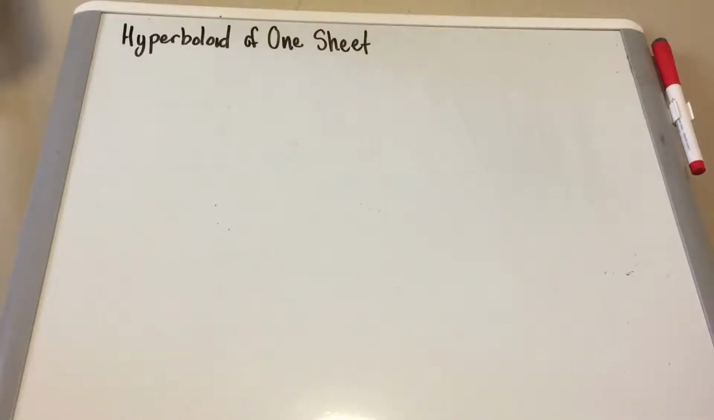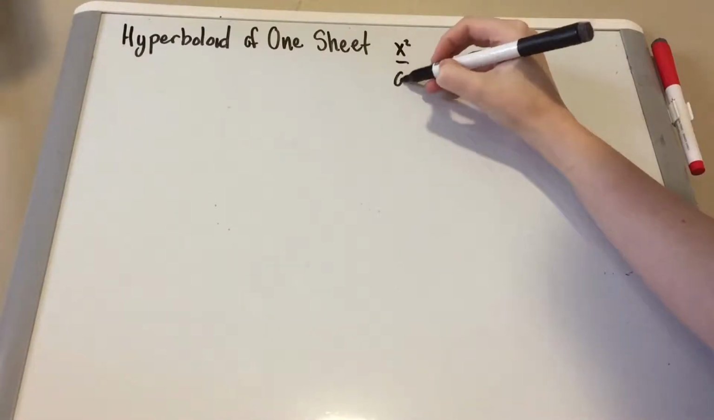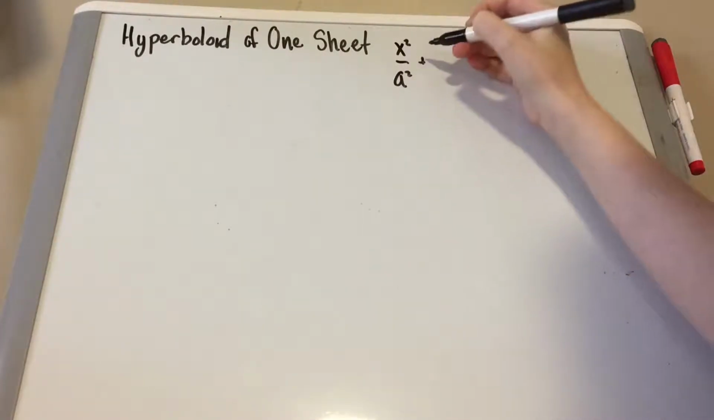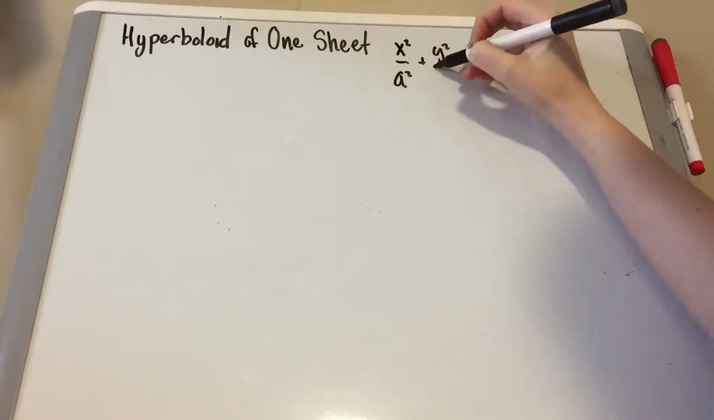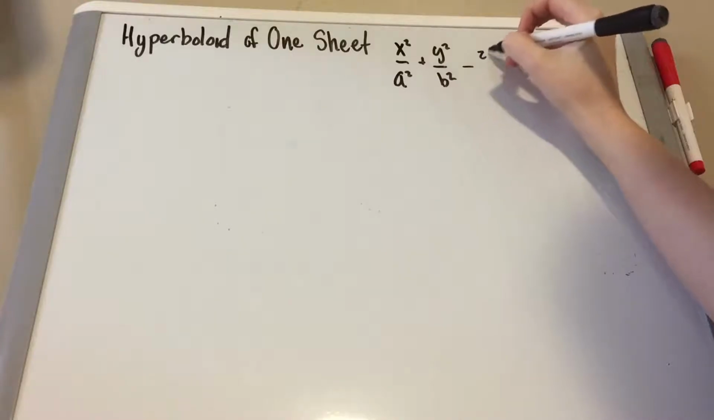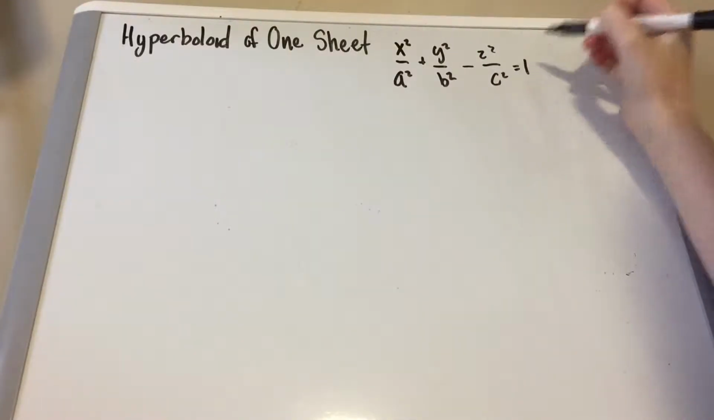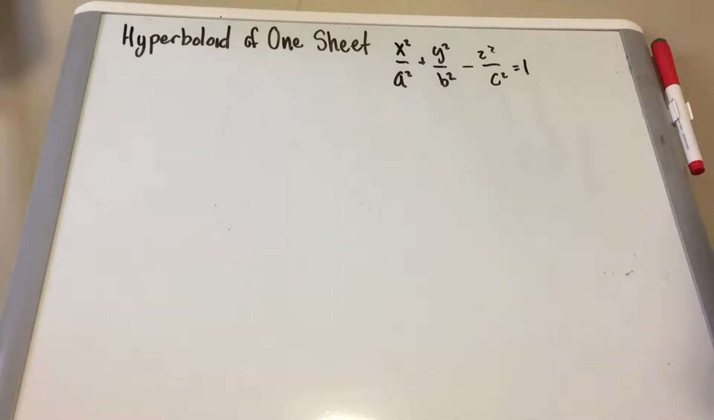The equation for a hyperboloid of one sheet is x squared over a squared plus y squared over b squared minus z squared over c squared equals 1. So again, by splitting this into its components, you can see how its traces work.